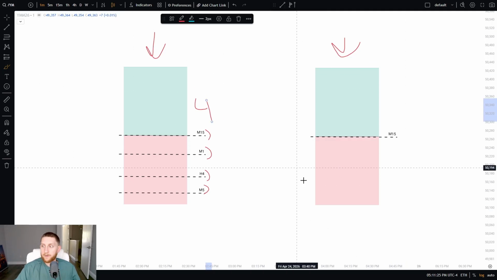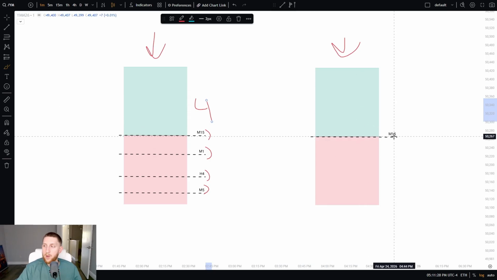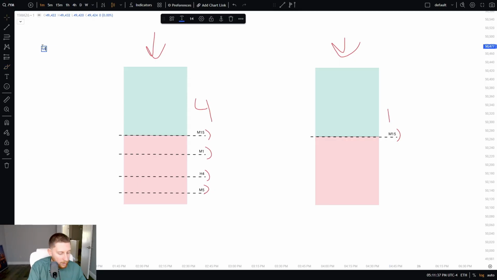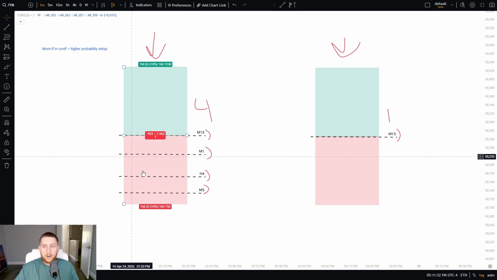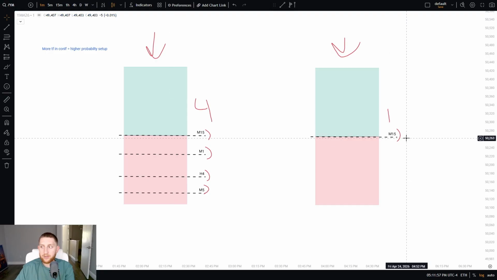Now, this setup over here, which is the low probability setup, only has 1 level of demand in confluence, right? Now, with this strategy, the more time frames in confluence equals the higher probability setup, okay? So a setup with 4 time frames, 4 levels of demand is going to be a higher probability setup compared to a setup with only 1 level of demand, okay?